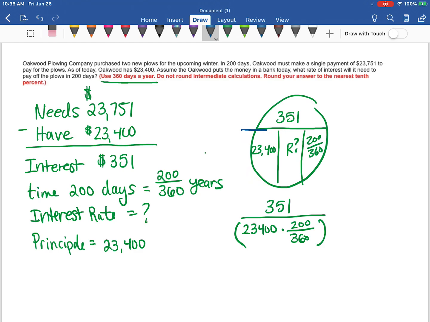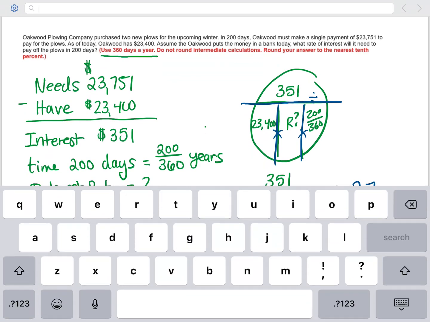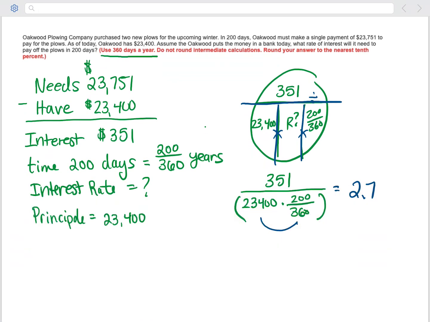Now, this is the division line. So think of this as your fraction bar, which is why the 351 is on top. And these are the multiplication lines, which is why these are in the denominator and we're multiplying these. Okay, when we put that in on the calculator, if we're very careful, we are going to get 2.70%.